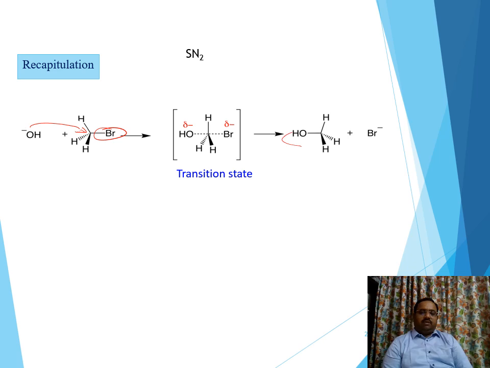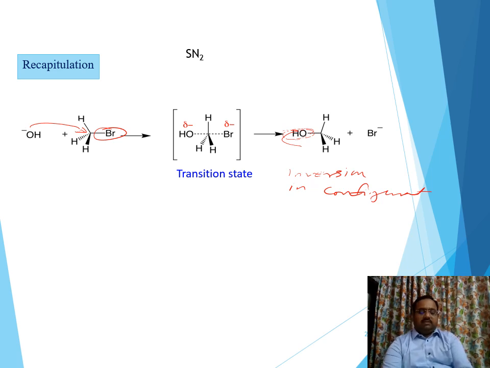So what is important? The position of the OH, or the position of the incoming nucleophile, is exactly opposite to the position of the leaving group, that is the bromide. So this product is called inversion in configuration.